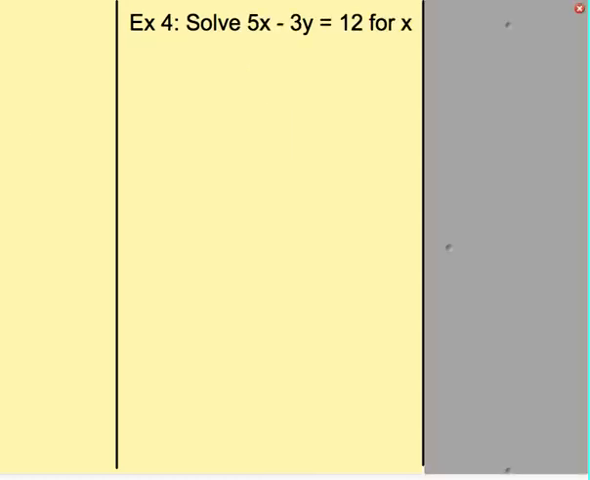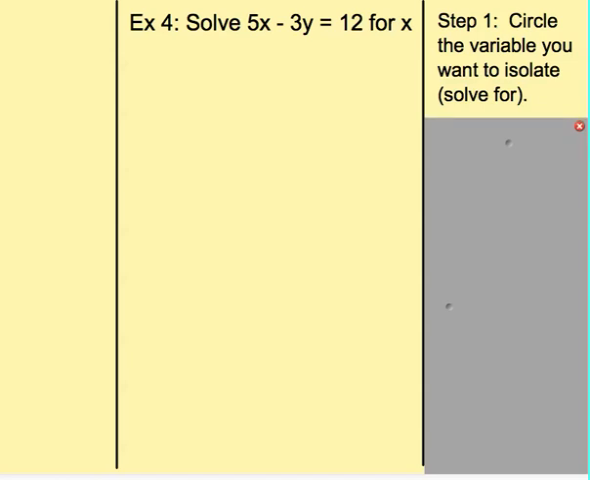All right, as promised, I've got a lot of examples. Again, I'm hoping the more you see it, the more you'll go, oh, I kind of get it. And if you have questions, just be sure to bring them to class. All right, this time we are solving for x, so I'm going to circle my x.